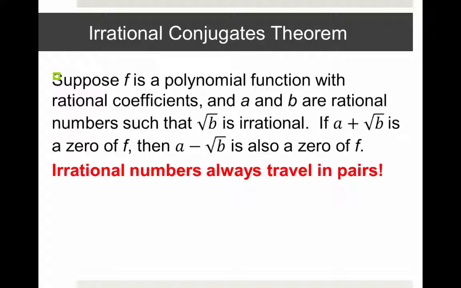The same thing works for irrational conjugates. An irrational number is just going to have something with a square root. So if you have a plus the square root of something, then you have to have a minus the square root of something. Just like complex numbers travel in pairs, so do irrational numbers. So let's look at an example. The example with these is going to be very similar.